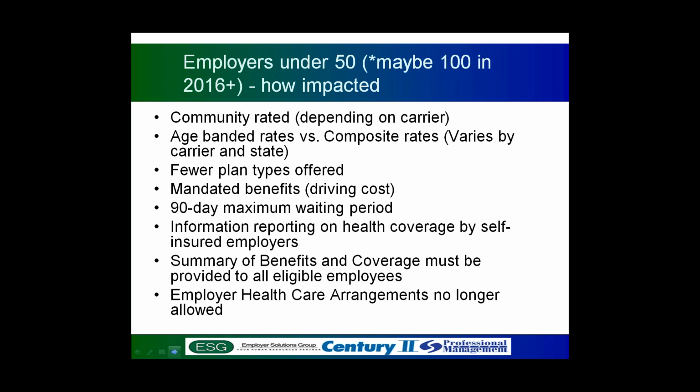And so if you are an applicable large employer, this means you have to prepare the 1095-B. And if you're not an applicable large employer, you do the 1095-B. And then if you are an applicable large employer, you report on 1095-C. Also, all small employers must provide the summary of benefits and coverage to all eligible employees.